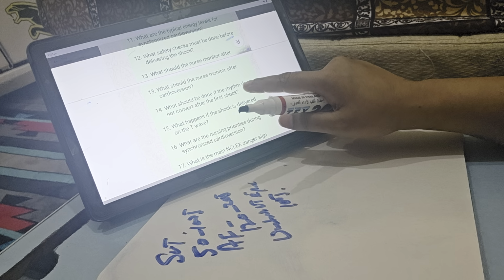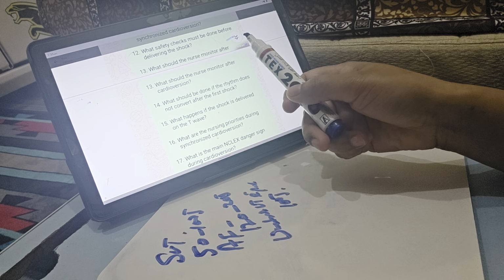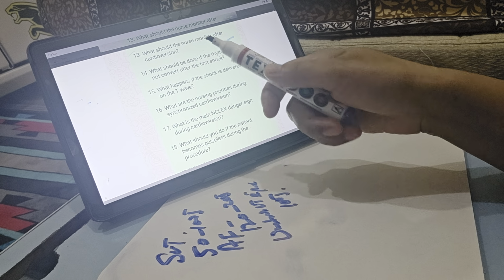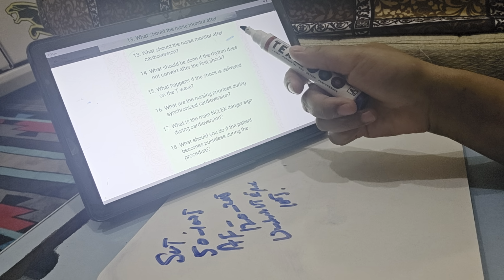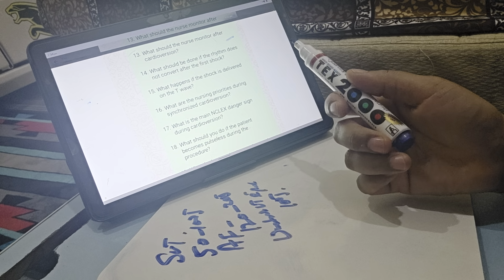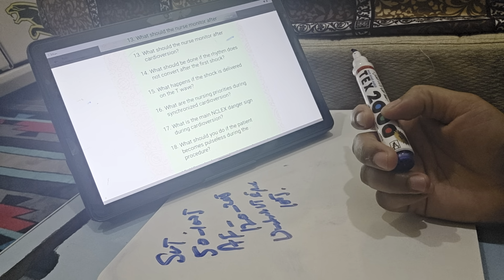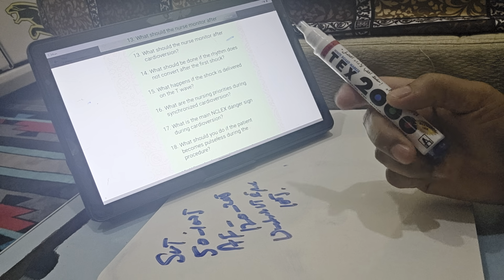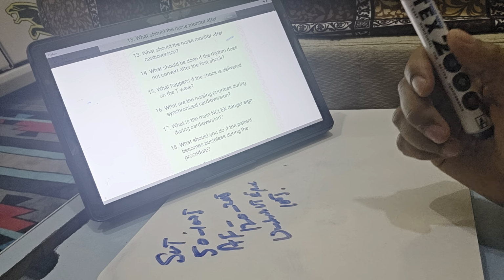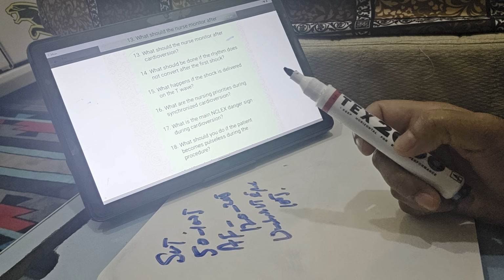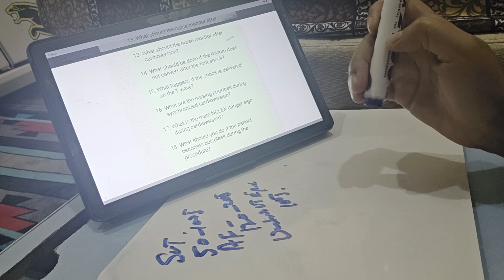Flashcard number 13. What should the nurse monitor after the cardioversion? We have to check the heart rhythm, the ECG pattern. We have to check blood pressure and pulse, oxygen saturation, and signs of arrhythmia or recurrence. And we have to check level of consciousness after sedation, because we use sedation for the cardioversion.